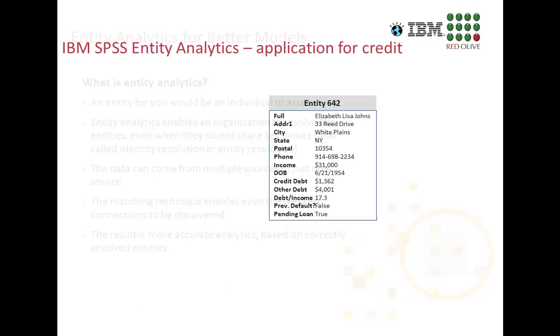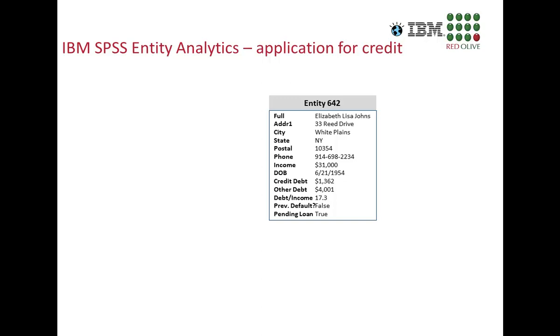So then, moving onwards, this is a real-life example of how this has happened in the past. As you can see at this moment, this person is Elizabeth Lisa Johns, and she's applying for a loan, but please relate this to your housing association. Maybe she's applying to become a tenant, and her application details are listed on the screen.